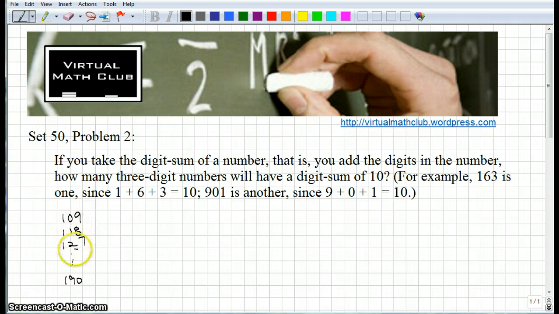And how many are there? Well, we can just look at the tens digit. We've got 0, 1, 2, 3, all the way up to 9. So that means we have 10 in this list. Okay? So we have 10 in the hundreds range.